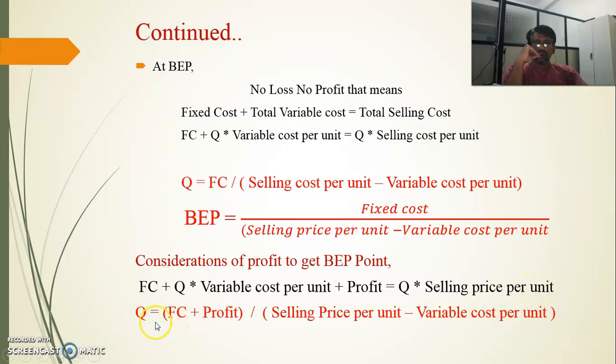So this way you can say that the Q or quantity we can achieve for purposefully having the profit of, suppose, X amount, that quantity we can achieve with this formula: FC plus profit divided by selling price per unit minus variable cost per unit. So we can understand this with the help of one numerical.